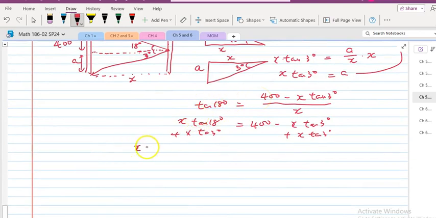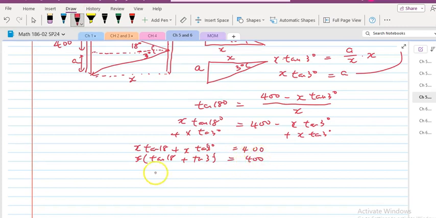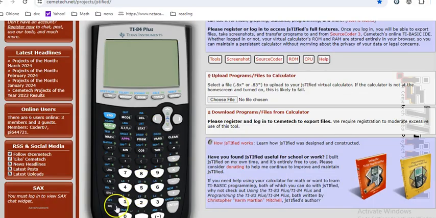So X tangent 18 plus X tangent 3 degrees is equal to 400, right? So I factor X out: tangent 18 plus tangent 3 degrees, not 30, so don't write 30, is equal to 400. So X would equal 400 divided by tangent 18 plus tangent 3 degrees. So now ready to go. So this is parenthesis, 400 divided by tangent 18 and tangent 3. So let's see how we do it.